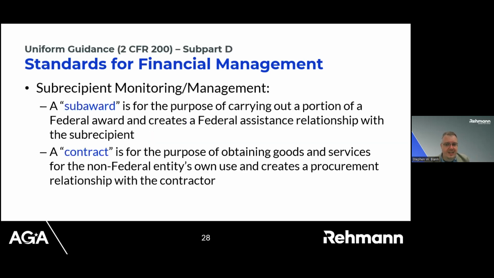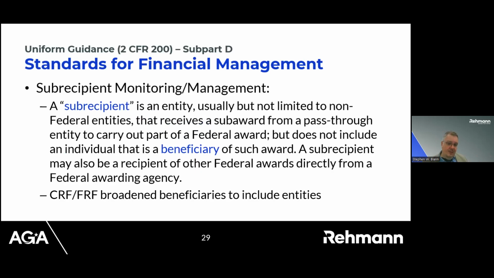So what are the key distinctions? Well, a subaward is for the purpose of carrying out a federal program. I am running a program. I am a subrecipient. A contract is for procuring goods and services, and it creates a procurement relationship. It's subject to all those procurement rules. Now, in the definition of a subrecipient, we're specifically told that a subrecipient does not include an individual who is a beneficiary of an award.